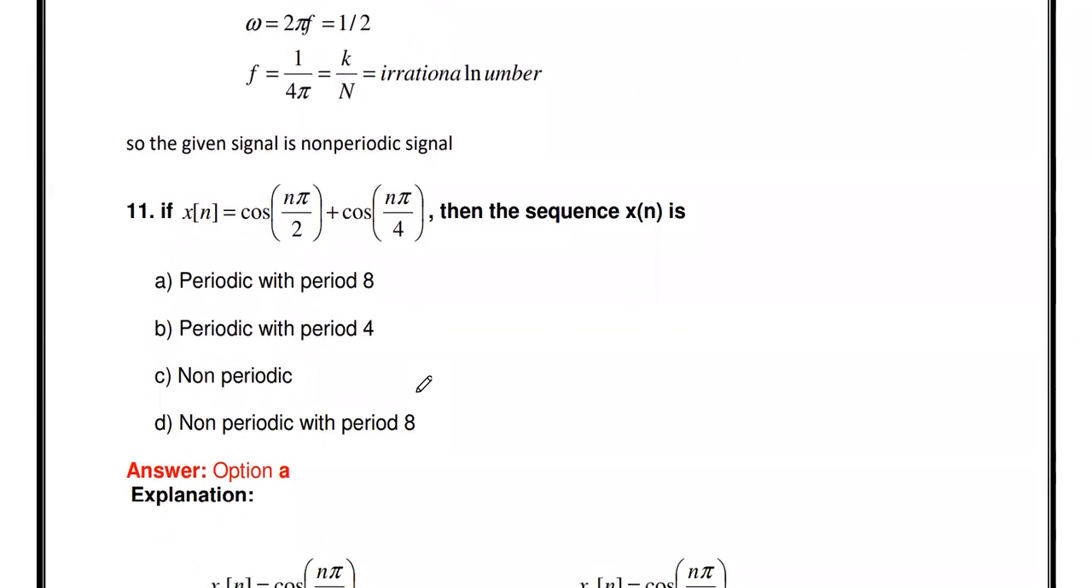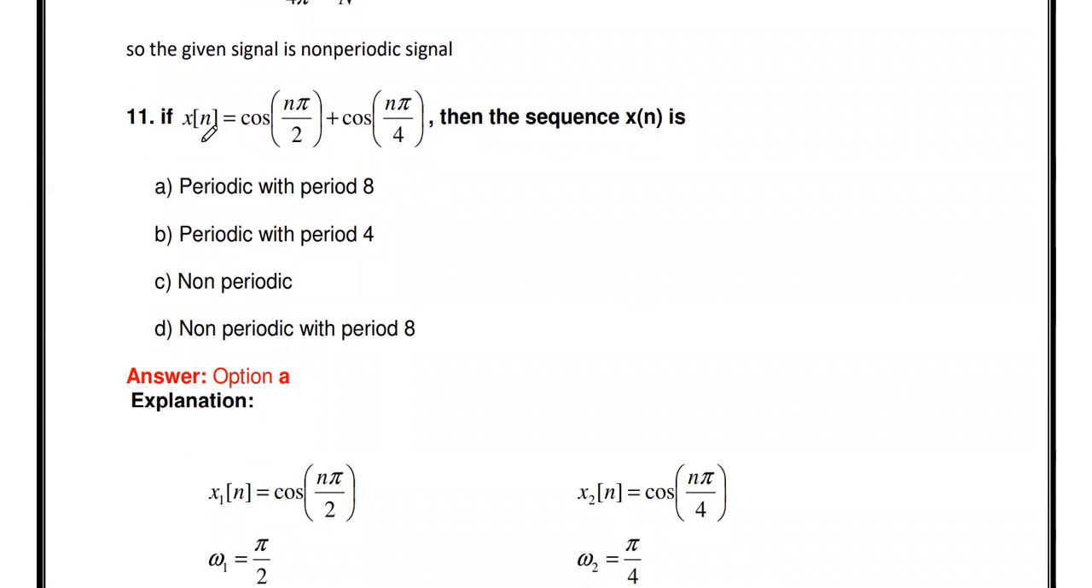Non-periodic. Then you see the next question. If x of n equal to cos n by 2 plus cos n pi by 4, then the sequence x of n is periodic with the period 8, periodic with the period 4, non-periodic, or non-periodic with the period 8. Okay, so we can check.